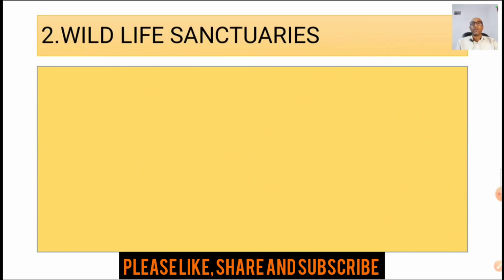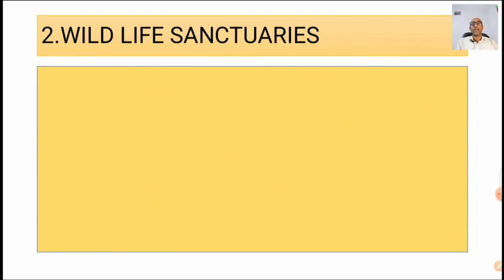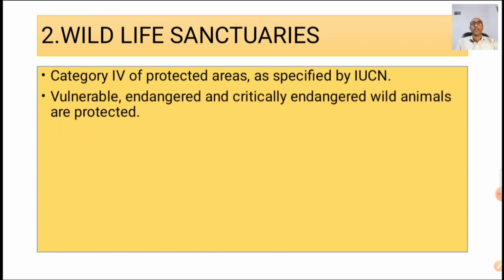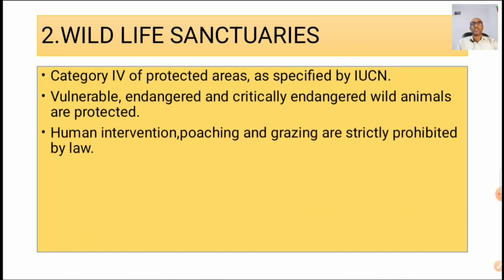Now, come to the wildlife sanctuaries. Now, what is a wildlife sanctuary? A wildlife sanctuary falls under category 4 of protected areas as specified by IUCN. National park falls under category 2, whereas wildlife sanctuary falls under category 4 of protected areas as far as the IUCN is concerned. What happens here? Here the vulnerable, endangered and critically endangered wild animals are protected. Got it? Here human intervention, poaching and grazing are strictly prohibited.